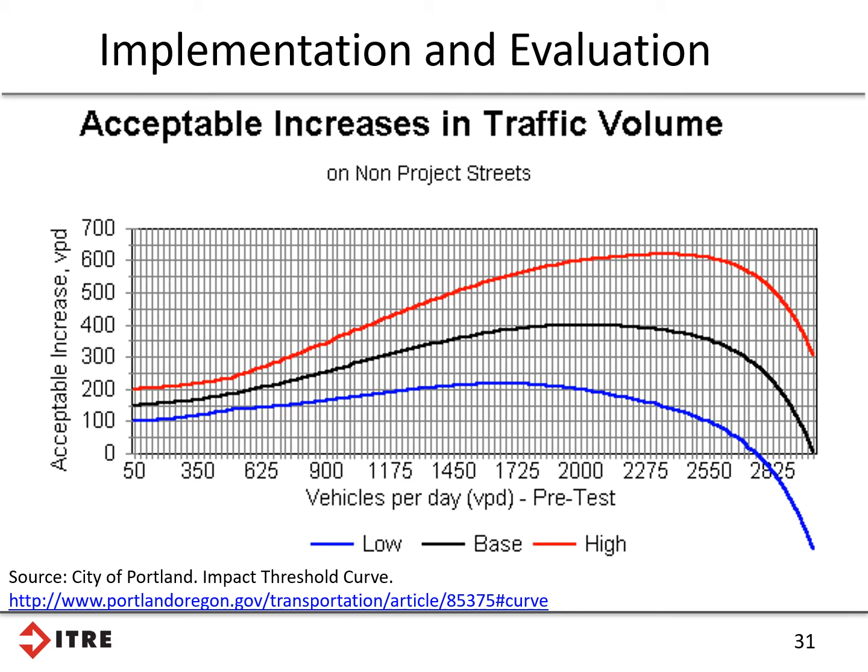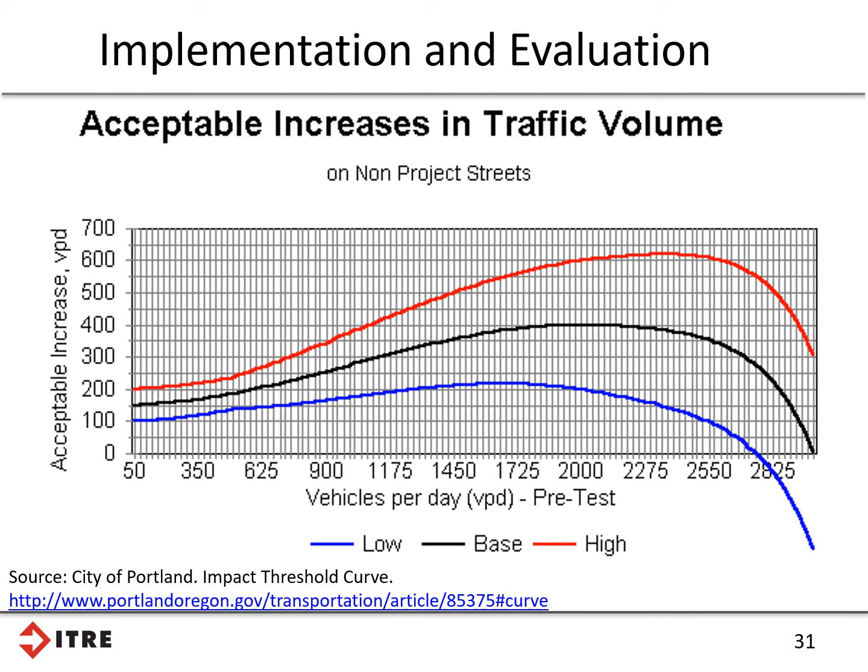This graph shows acceptable increases in traffic volume on the non-project streets. So you look at the traffic volumes on adjacent streets and see how much of an increase you're going to allow before you then need to do something on that non-project street. At low vehicles per day, you may accept an additional 100 or 200 vehicles per day on that street, and that may go up as your vehicles per day increases, and that's what their lines show.